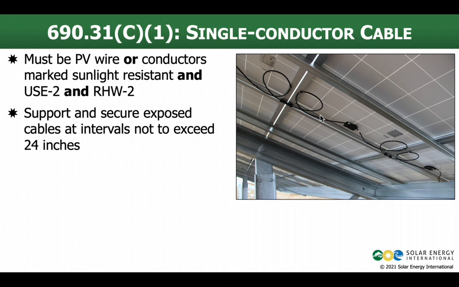What do we have? We've got our junction box on the back of the module, single conductor cable coming out. There's a wire clip to the frame. That's less than 24 inches. We got a nice loop, another wire clip, and here's the thing I don't love, that connector right in the gap between the modules.